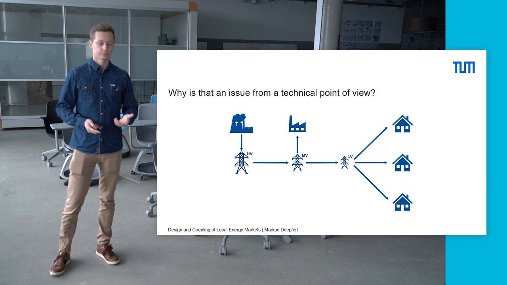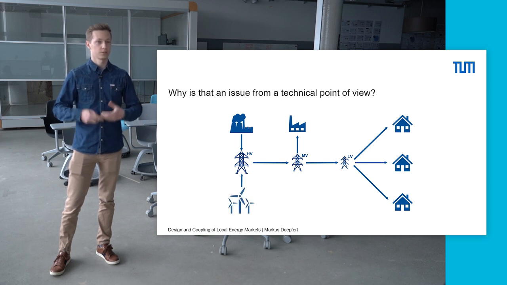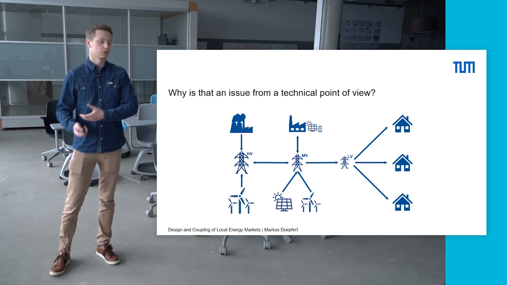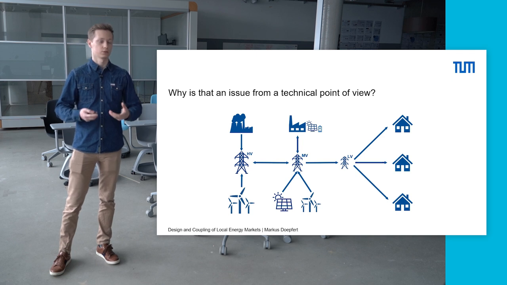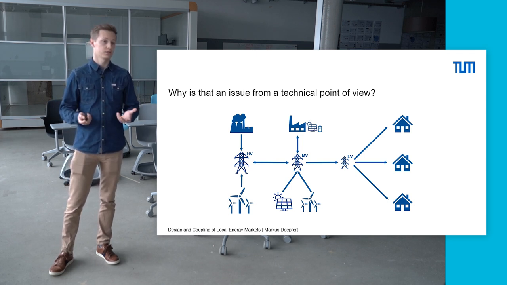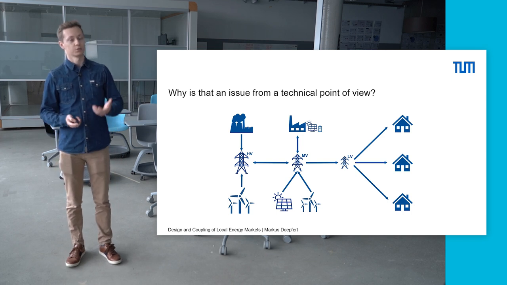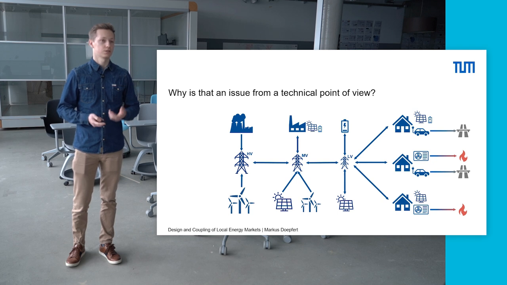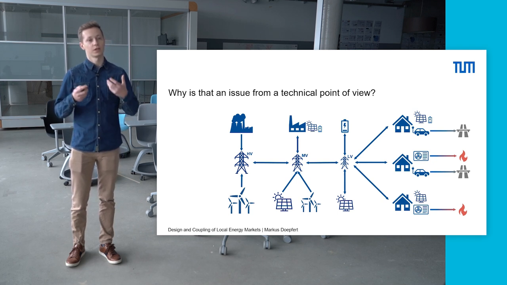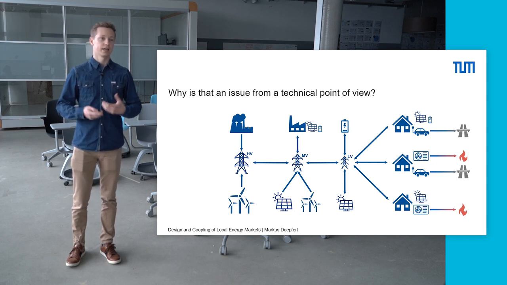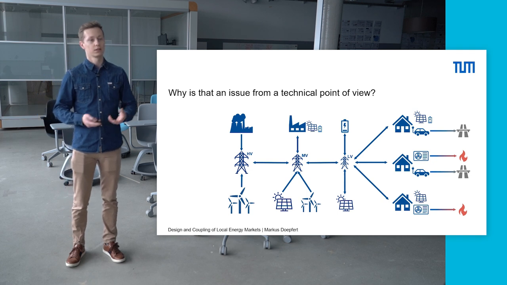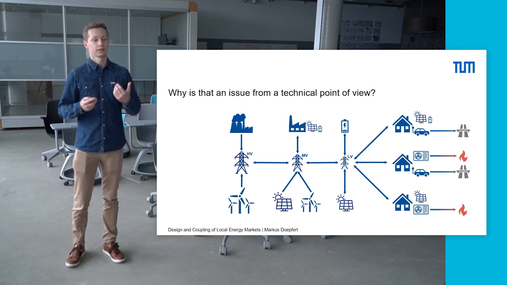On the high voltage level, we have offshore wind turbines, for example, that feed into the grid. But also on the medium voltage level, we have big solar parks and wind farms that feed into the grid. We also have industrial consumers turning into prosumers, so consumers that also produce energy using their PV system or having battery systems. And furthermore, on the low voltage side, we have households that have PV systems and batteries that also feed into the grid. And we also have electric vehicles and heat pumps that are new participants in the market, which couple the energy system with the mobility and the heating sector.